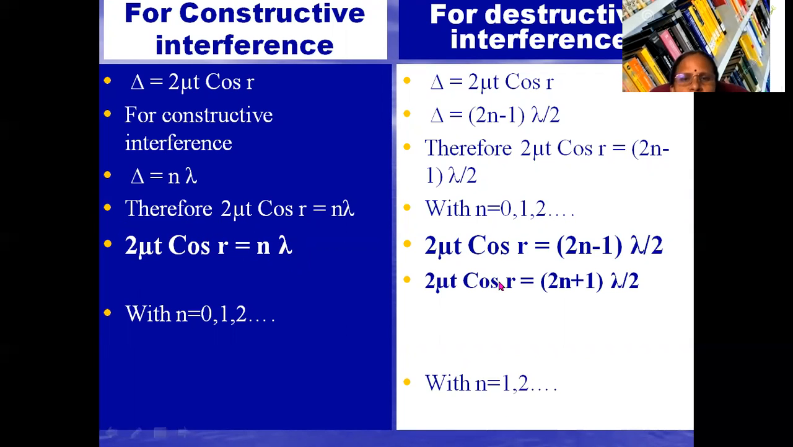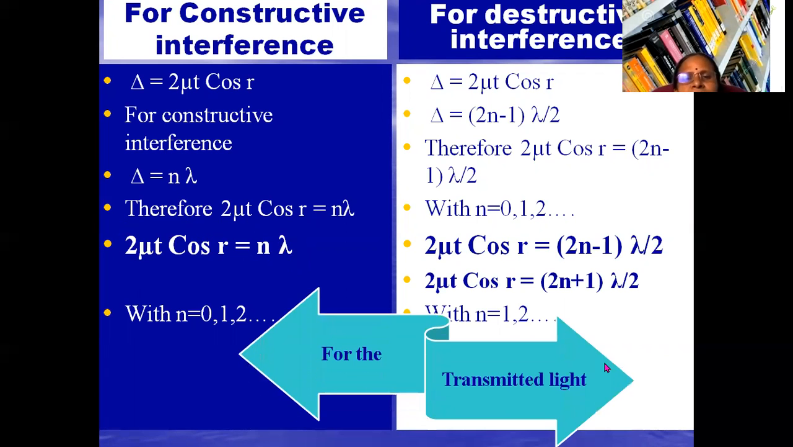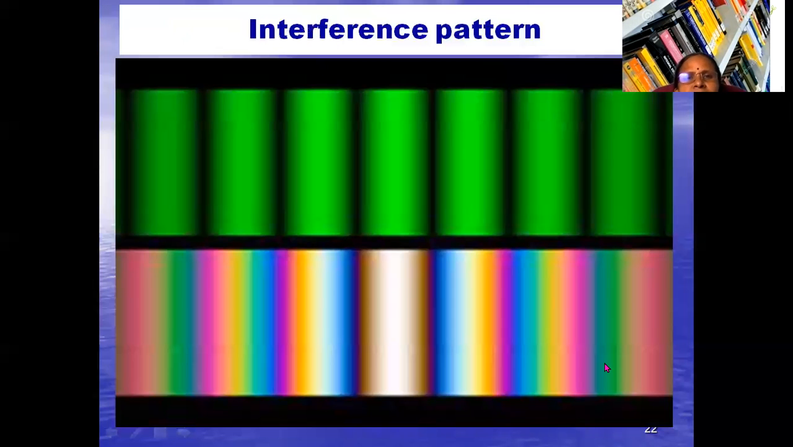Okay, so in this way you can study the constructive interference and destructive interference in case of the reflected light as well as the transmitted light. Now, how will the interference fringes look? You will see the interference pattern due to thin film if you observe the interference in thin film in the laboratories. So this is the case.